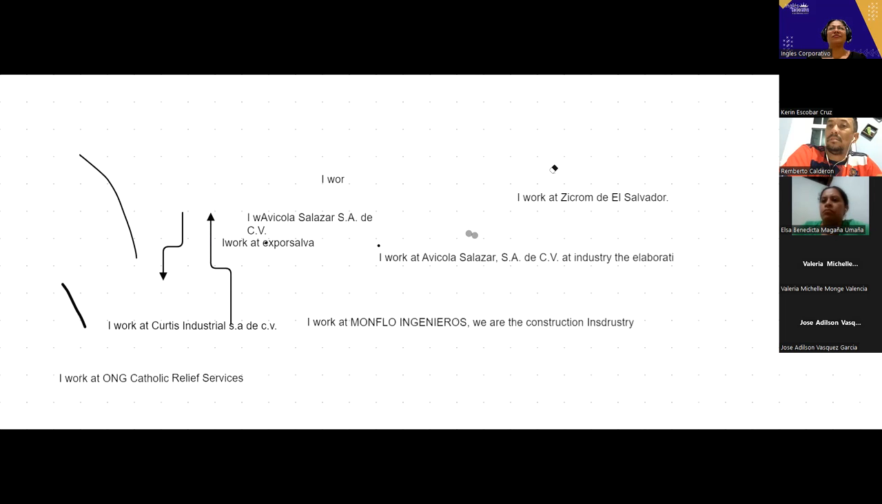Sicrom de El Salvador. What is Sicrom de El Salvador? What does Sicrom do? Who works at Sicrom? Who works at Sicrom? Because I don't have any idea. Sicrom. In which type industry do you classify Sicrom?